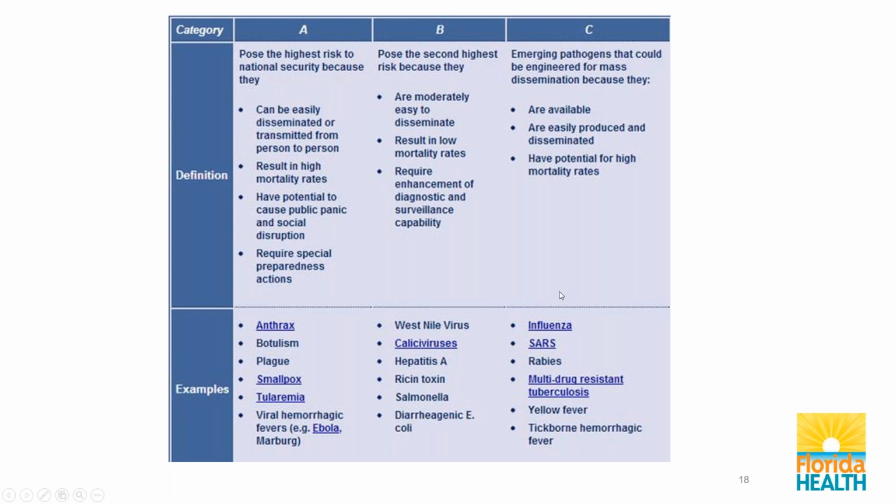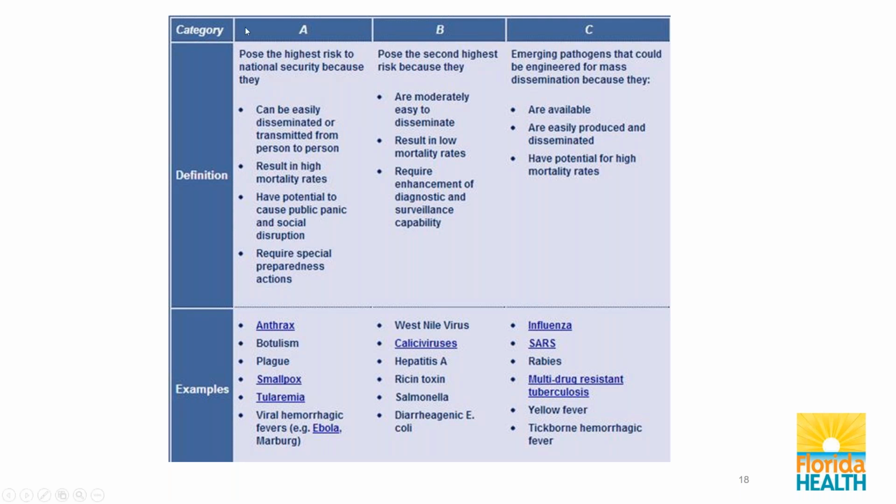And this is where you're going to find your influenza, SARS, rabies, MDR tuberculosis, yellow fever, and then your tick-borne hemorrhagic fevers. I like this chart because I think it really does break it down very easily, so that you're able to determine what the different categories stand for, what they mean, and also see what pathogens are assigned to them.